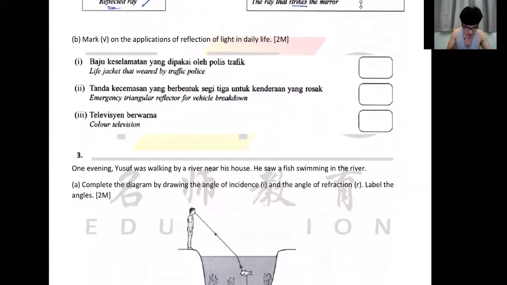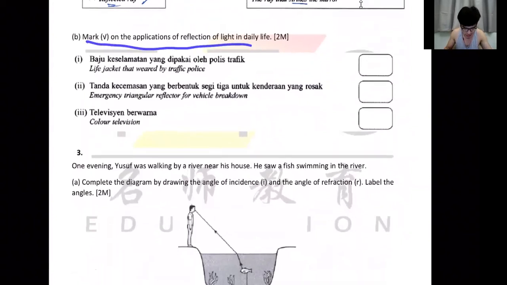So next one, mark on the application of reflection of light in daily life. Where do you see reflection of light? Life jacket. What in the world is this English? Sorry, I used to teach English, so I cannot tahan this kind of lousy grammar. Life jacket that wet. Someone needs to go for English class.